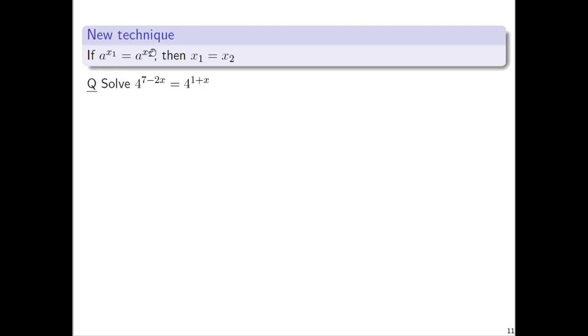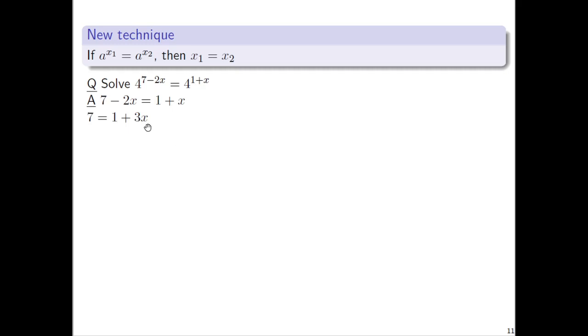Okay, so we cite the new technique here up at the top, and let's solve the equation 4 to the power 7 minus 2x equals 4 to the power 1 plus x. Notice the bases are equal. They're both 4s. In this example problem, to apply the technique, a is 4. A is 4 here, a is 4 there. And so we get to set the exponents equal. We set 7 minus 2x equal to 1 plus x.